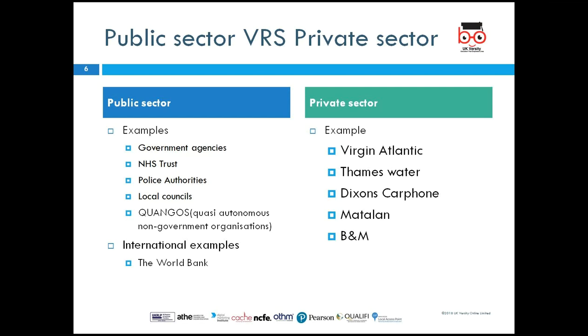Now, if you look at the public sector, good examples are all government agencies. The National Health Service, the NHS Trust, is a good example. We have the police authorities or the local councils. And then we have the Quangos, or the Quasi Autonomous Non-Governmental Organizations. When we say quasi, it means they are partly owned by the government and they're partly private. So that's why it is quasi. They are more or less autonomous.